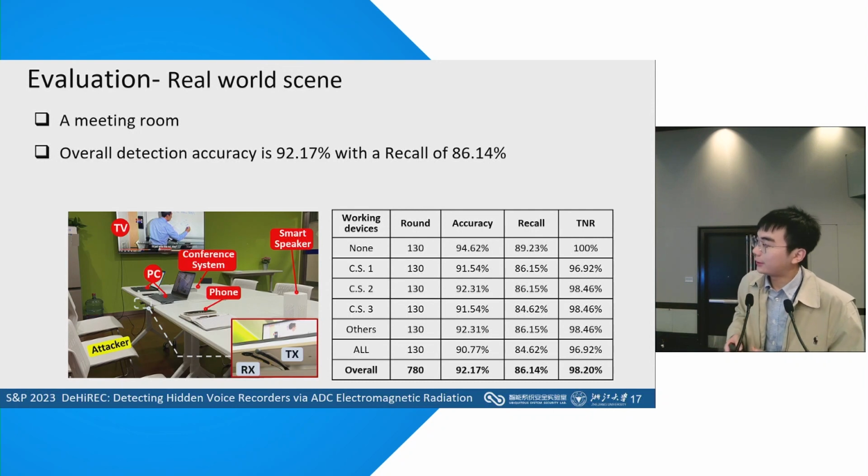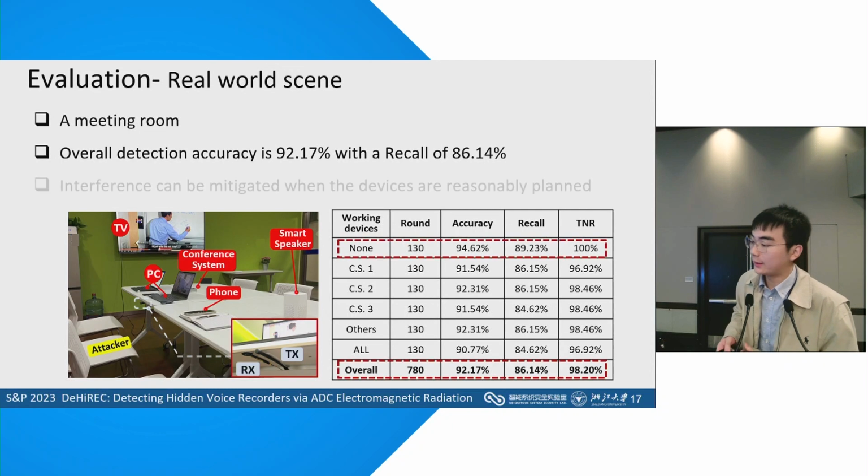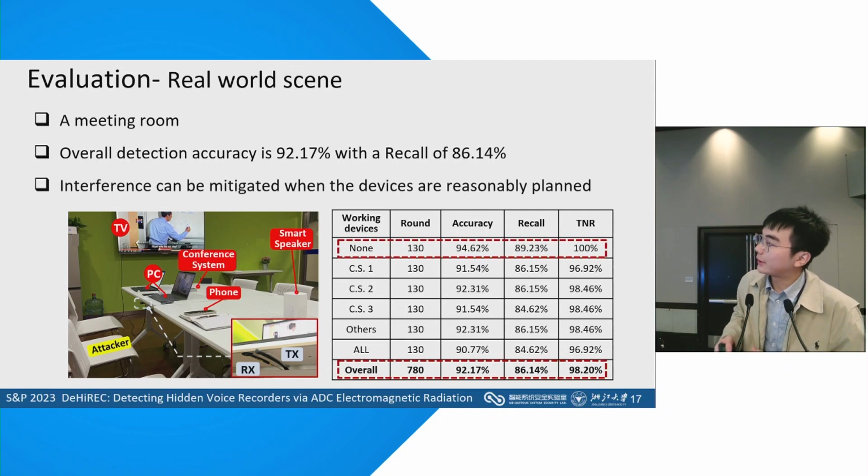A total of 718 rounds of detection was performed, and the overall detection accuracy is 92% with a recall of 86%. And we also found that in the real world, the interference from other devices can be mitigated when the devices are reasonably planned.